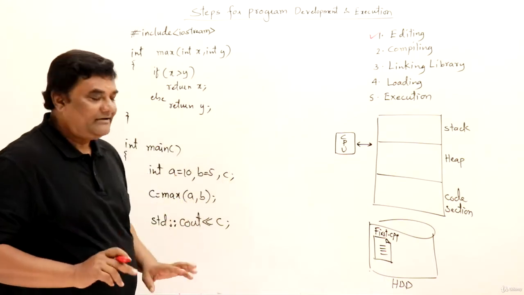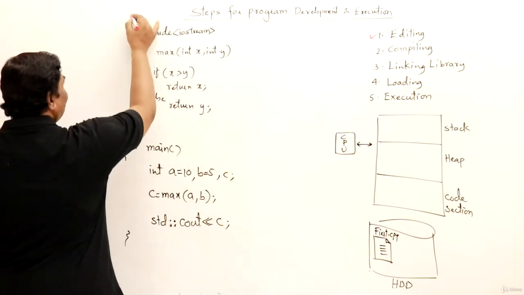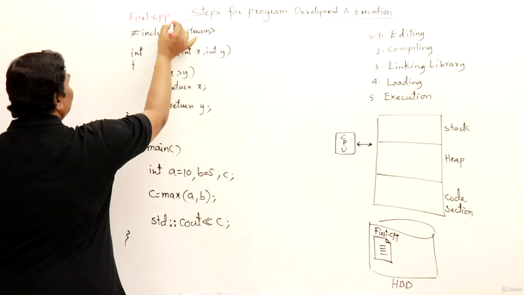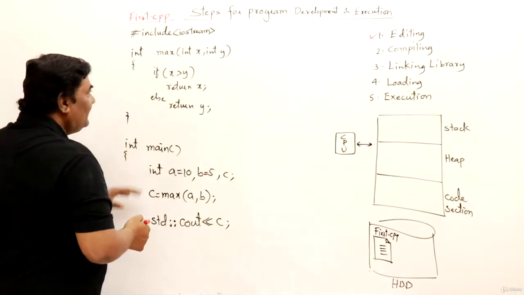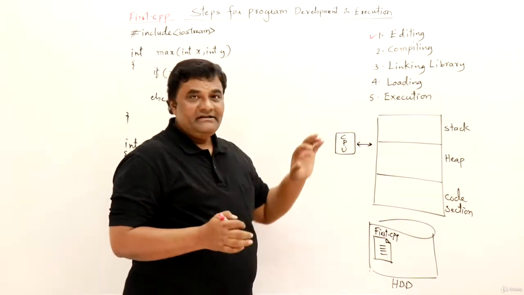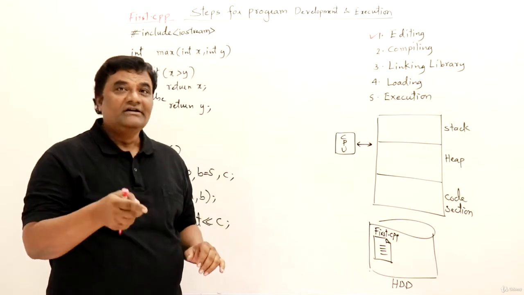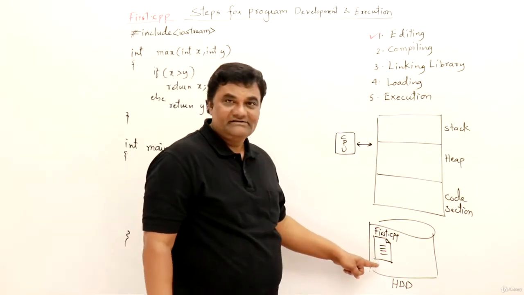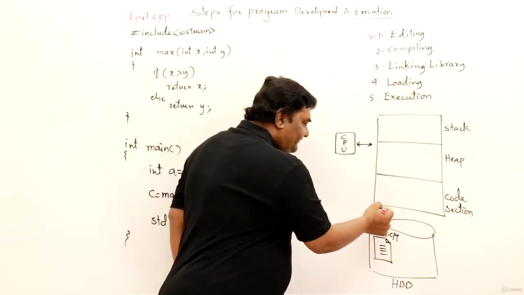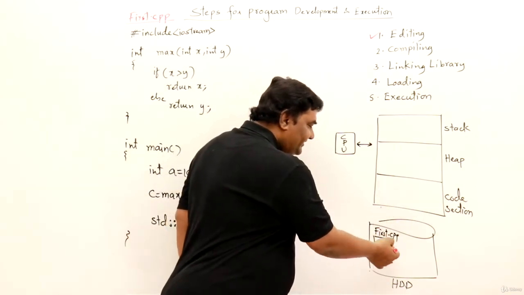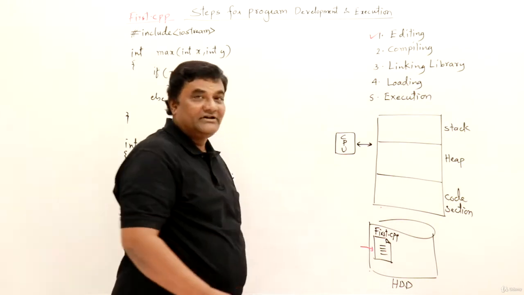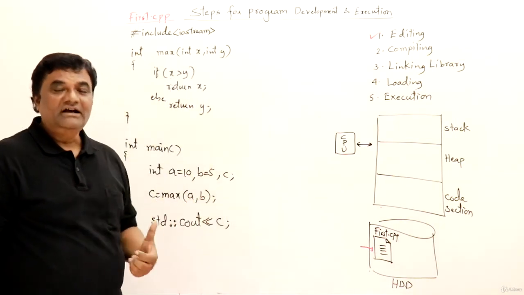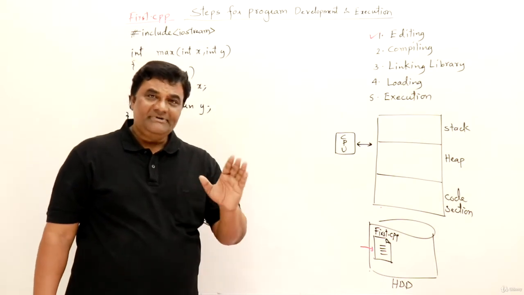This is a C++ program. Suppose I have written a program and the file name is first.cpp. This is a C++ program file. If I type this in the IDE, edit it, I should save it. If it is saved, then it will be on the hard disk. So here it is on the hard disk. So I have written a program, and it is saved in a file called first.cpp. This is the source code, and C++ is a compiler-based language.